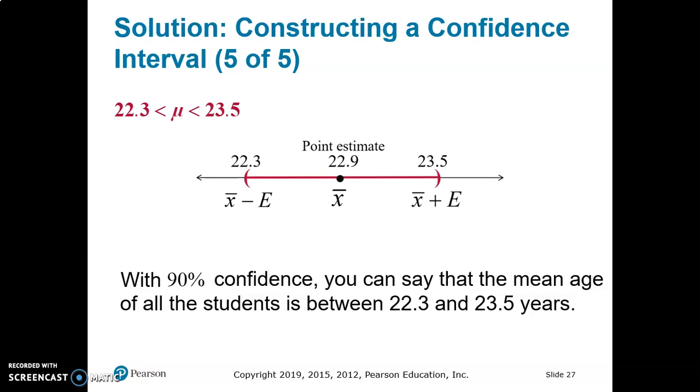And to interpret this, we say with 90% confidence, you can say that the mean age of all students is between 22.3 and 23.5. Again, this is not probability. You're not saying the probability of mu being in this interval is 90%. You're saying with 90% confidence, that's a whole different thing.